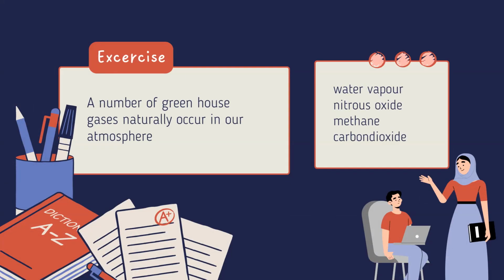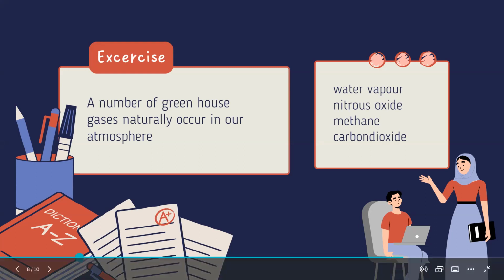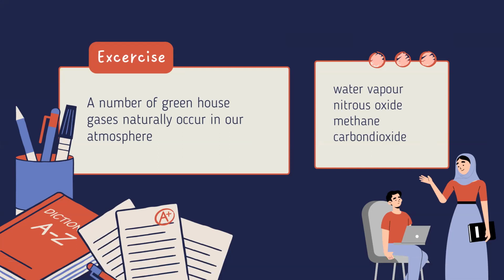A number of greenhouse gases naturally occur in our atmosphere. These are some greenhouse gases that are naturally in the atmosphere: water vapor, nitrous oxide, methane, carbon dioxide. Nitrous oxide is nothing but the pollution from the car, bike, like that.